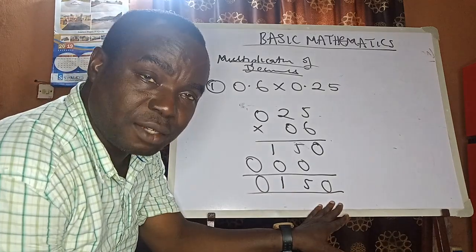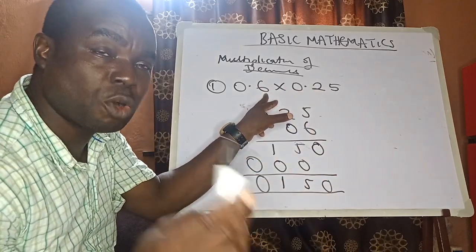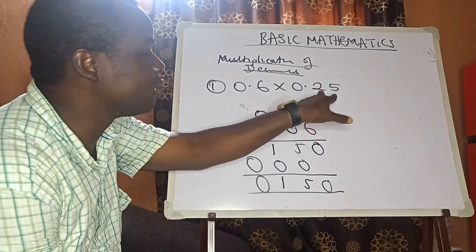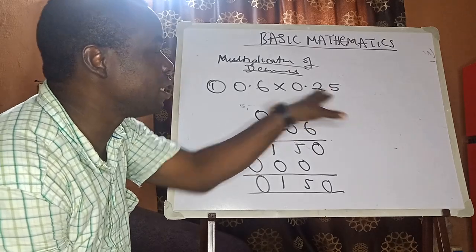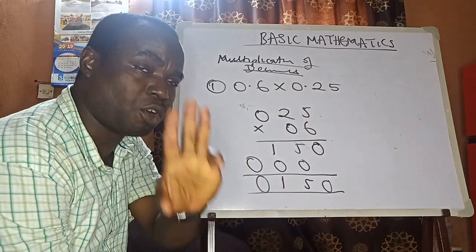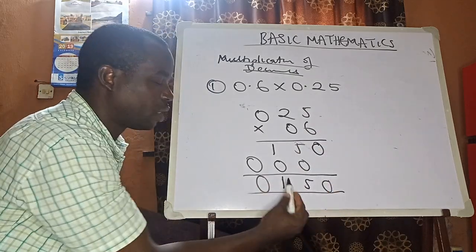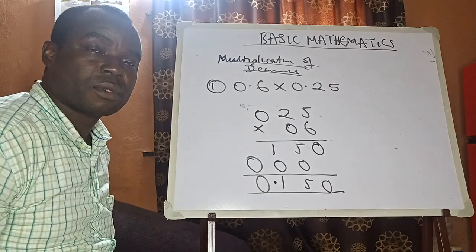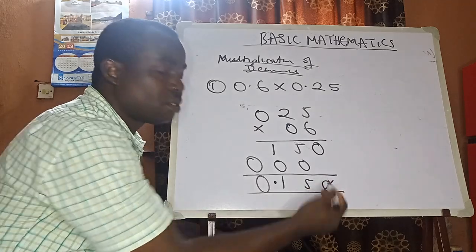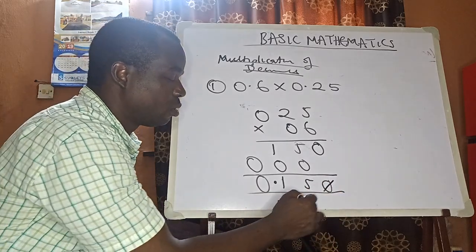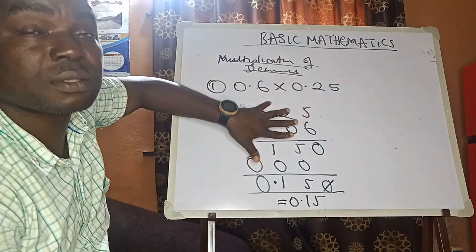When you have finished multiplying, you will come here. If you look at this number now, there's only one number that comes after the decimal point. If you come here, there are 2 numbers that come after the decimal point. Altogether, I have 2 numbers here and 1 number here coming after the decimal point. So I have 3 numbers. You now count 3 numbers: 1, 2, 3, and put your point here. So the answer is 0.150. But anyway, this final 0 means nothing. So the answer is just 0.15.